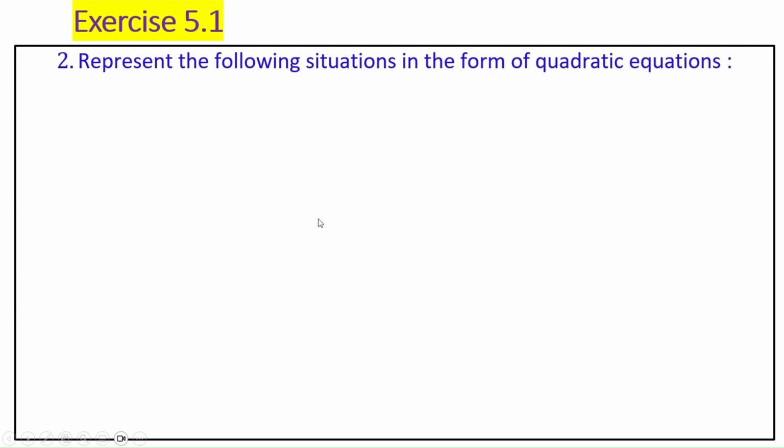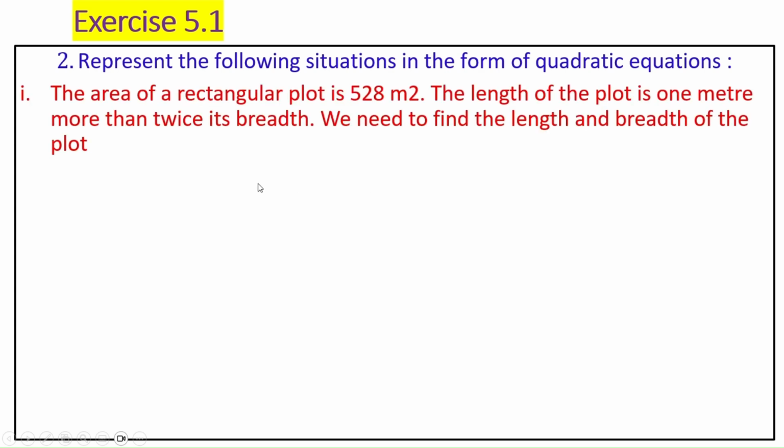Represent the following situation in the form of quadratic equations. The area of a rectangular plot is 528 meter square. The length of the plot is 1 meter more than twice its breadth. We need to find the length and breadth of the plot.